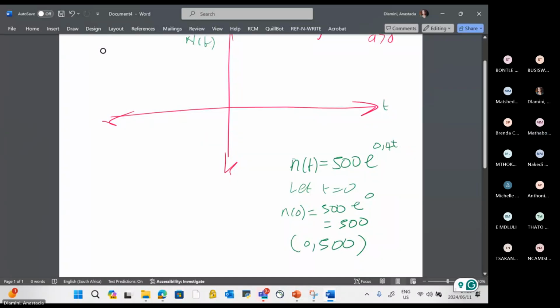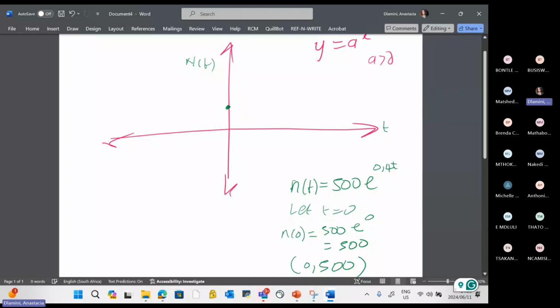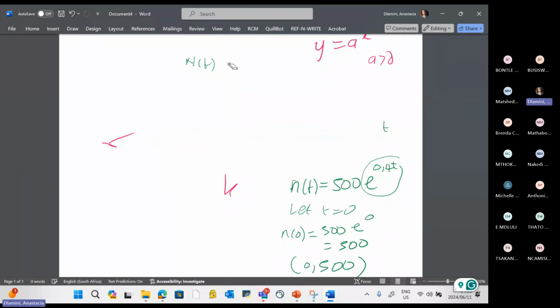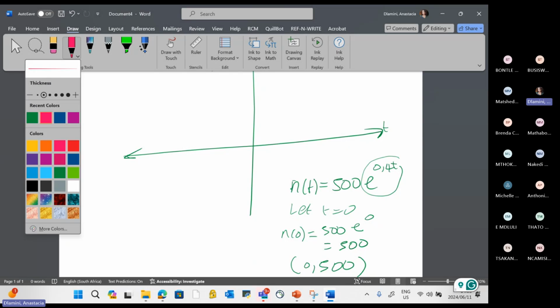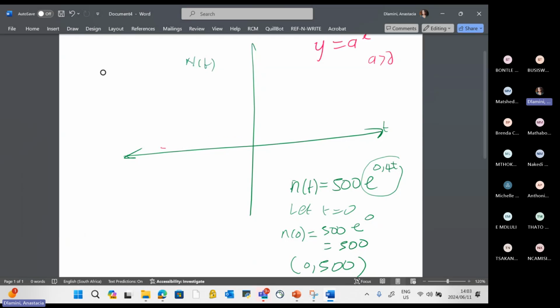Meaning this graph will cut here at (0, 500). So let's say 500 there. That's where the graph will cut. But because we know it's an exponential function, the graph will look like this. I don't know how to draw the exponential function properly, so let me draw it like this. Remember, we said it approaches the x-axis but does not touch the x-axis.